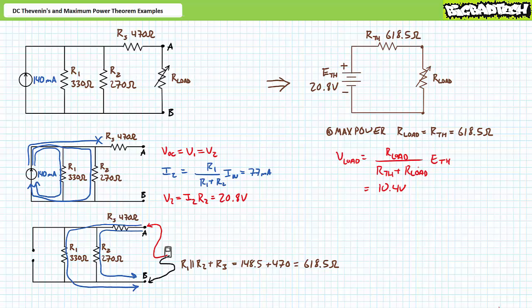An application of the DC voltage divider rule demonstrates the voltage across the load at maximum power conditions is 10.4 volts. A subsequent application of Ohm's law demonstrates current through the load at maximum power conditions is 16.8 milliamperes. Finally, the DC power formula suggests that the load experiences 174.7 milliwatts of power.